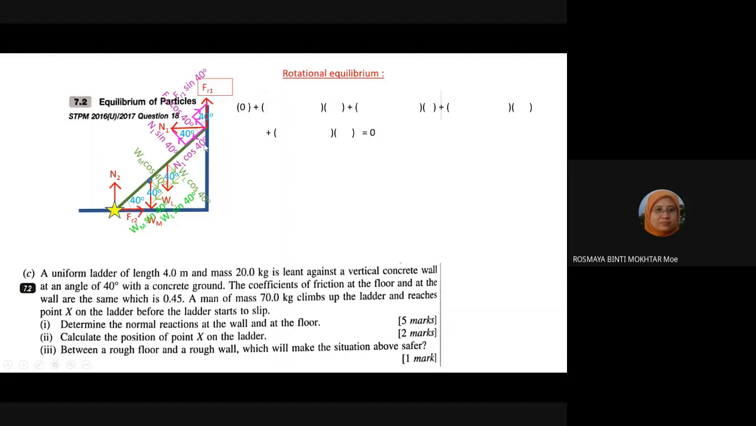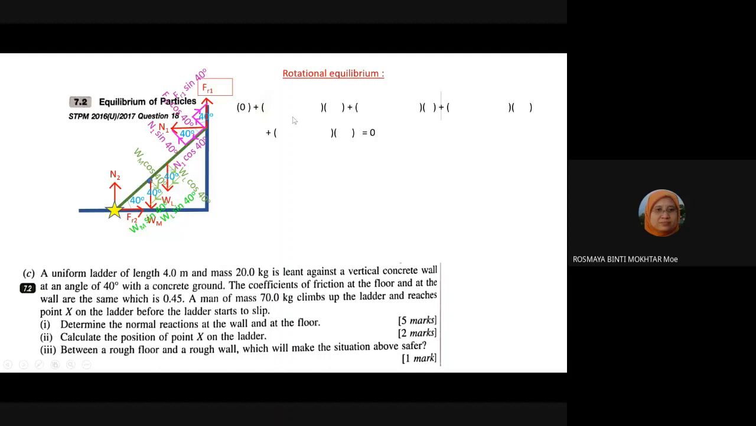So for the other points, altogether there are 4 forces. So you draw 4 sets of force times distance brackets. I do it like this. Why? Because to avoid careless mistakes. Maybe sometimes we forget, we miss one of the forces. So if you write like this, you can reduce that careless mistake.